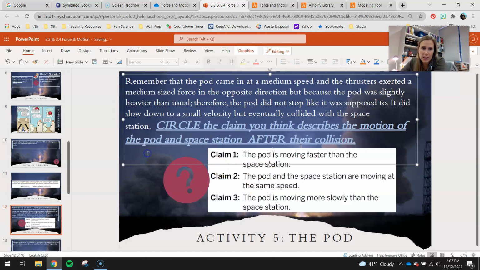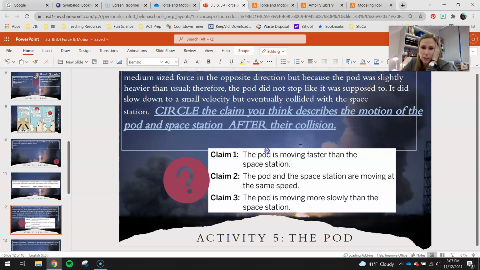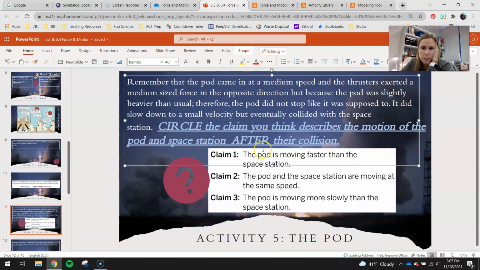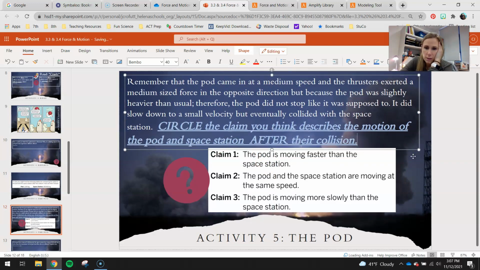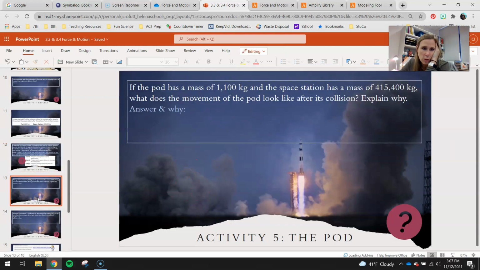Okay, the pod and the space station are moving at the same speed, or the pod is moving more slowly than the space station. Okay, so those are your options there. Again, you're going to circle which one you think is correct. There we go. And then you're going to answer some questions on that.